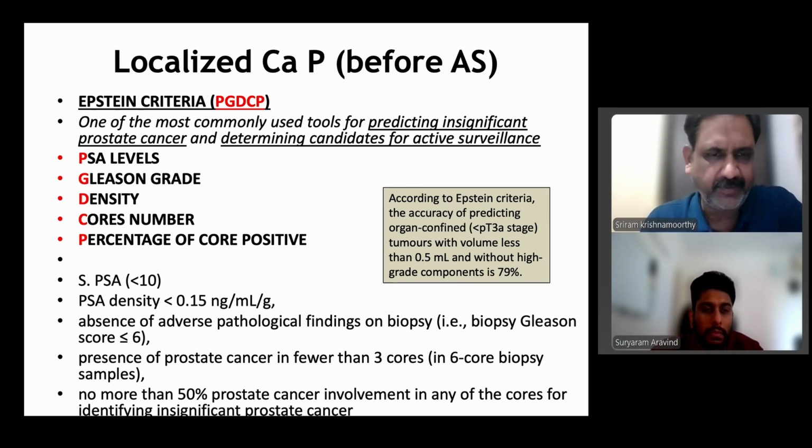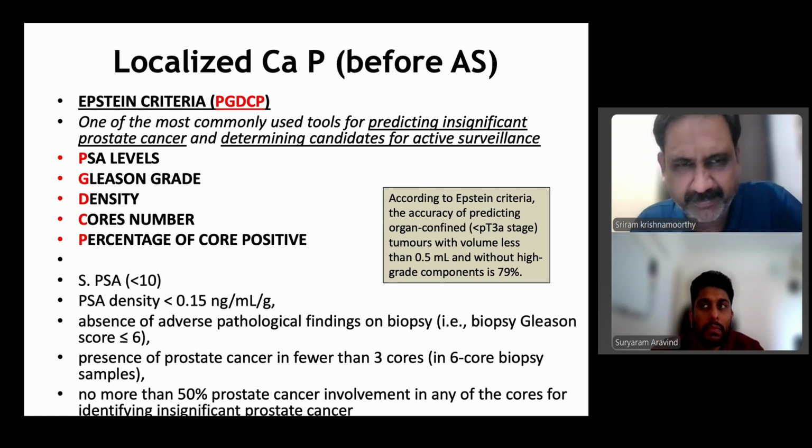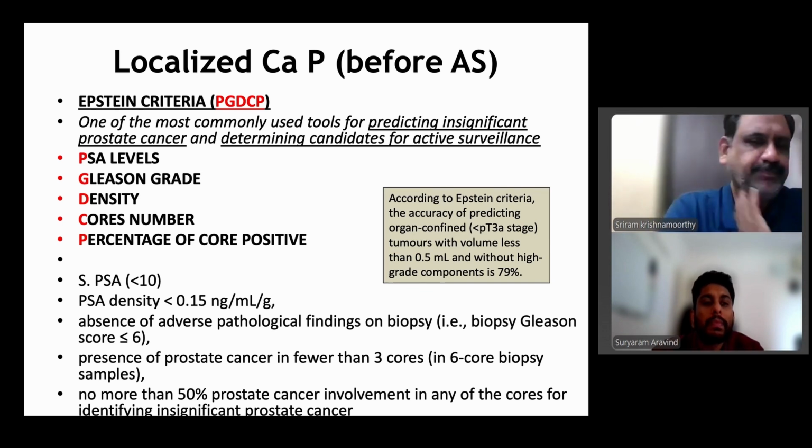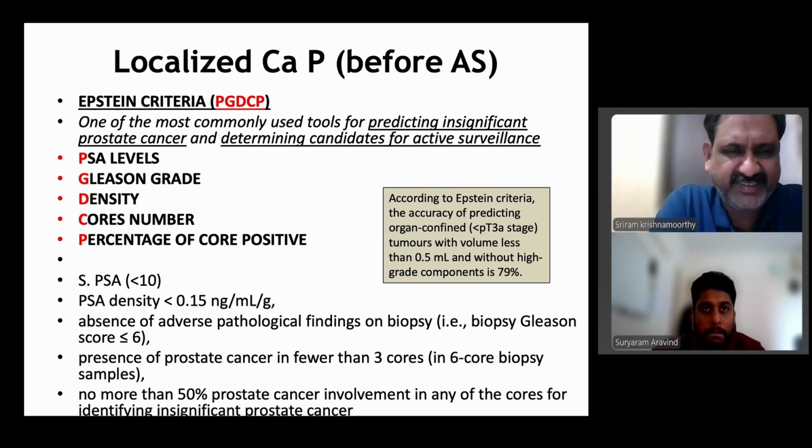Number one, remember that is PGDCP. It's a very easy mnemonic to remember. I'm saying PGDCP because there's another mnemonic which I'm going to talk about next. What is P? P is PSA levels. The serum PSA level should be less than 10. G stands for Gleason's grade. The Gleason's grade should be 6 or less. That is 3 plus 3.